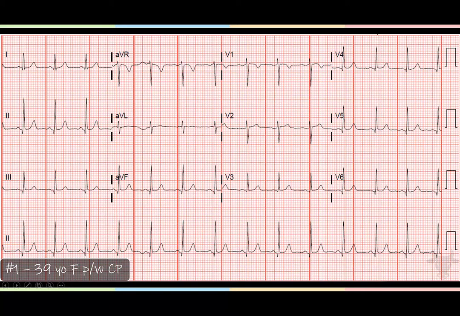Case 1. This is a 39-year-old female that presented with chest pain. John, you take this away. Yeah, so this case is intended to teach the basics of ECG interpretation.